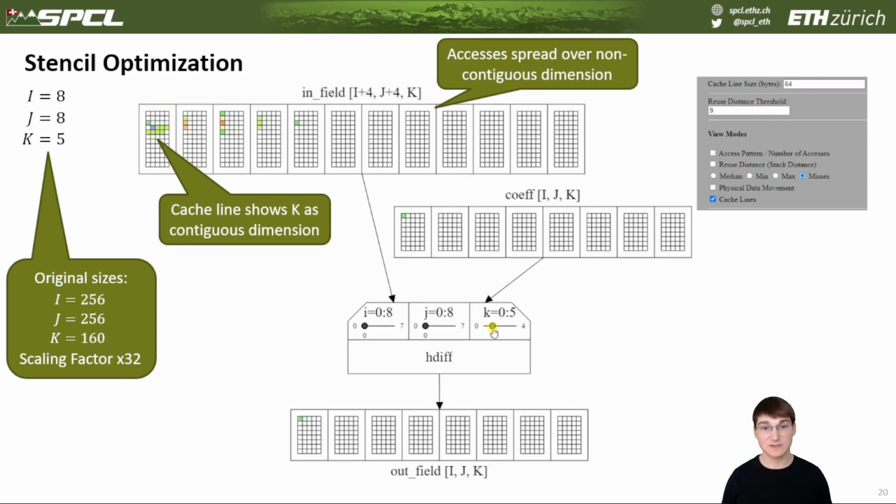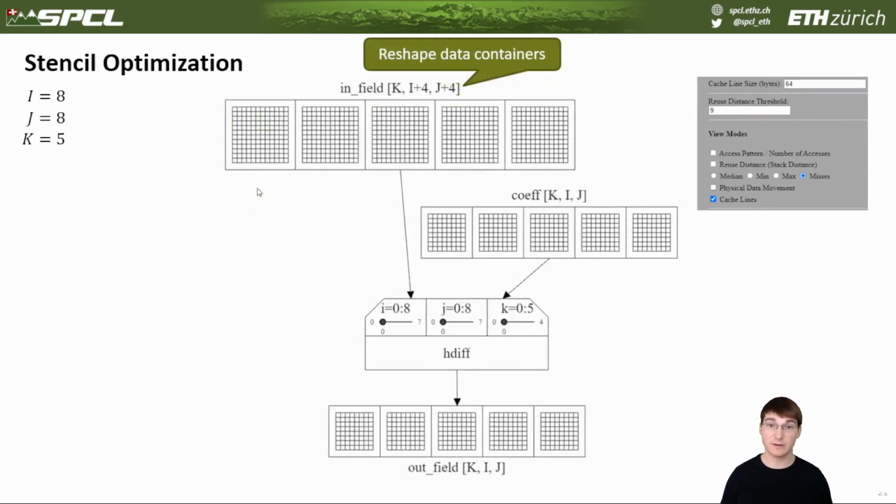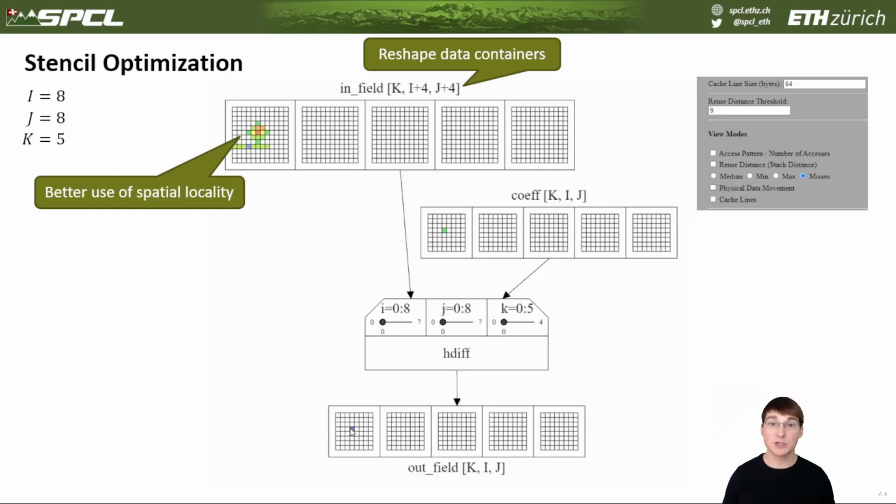A way to fix this is to actually reshape the data container. So if we look at the cache line now, after reshaping, the j+4 dimension is actually the contiguous dimension in the data container. And so if we look at the access pattern for a single loop iteration, we see that this now makes much better use of spatial locality with all the accesses being much closer together in memory.